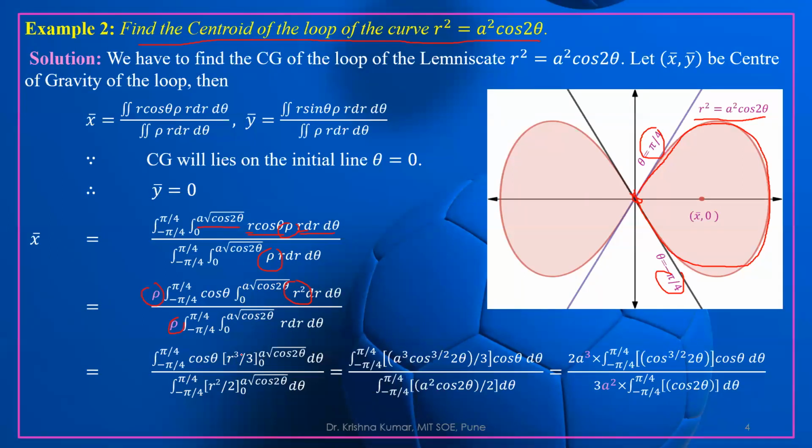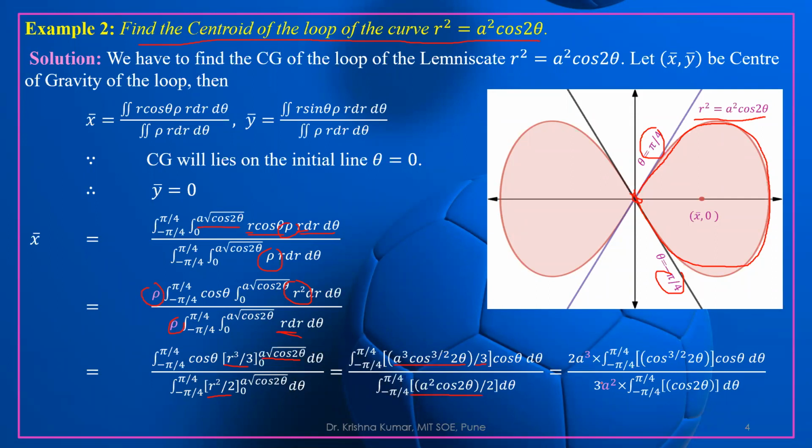What is the integration of r square? It is r cube upon 3 under the limit 0 to root cos 2 theta. If we substitute the limit, what we are getting? The same thing in the denominator: it is only r, so the integration of r is r square by 2. Actually, we should put it, okay, no problem. So minus pi by 4 to pi by 4, a cube. Let us put the limit, a cube cos to the power 3 by 2, because it is root of cos 2 theta. So it is a cube cos 3 by 2 of 2 theta divided by 3. The lower limit will automatically be 0. Similarly, in the denominator, a square cos 2 theta minus 0, divided by 2.